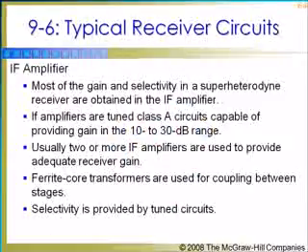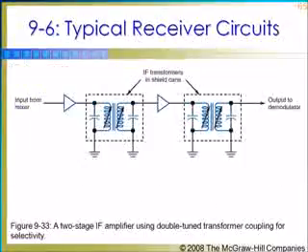Next is the IF amplifier. Most of the gain and selectivity in a superheterodyne receiver are obtained in this kind of amplifier. IF amplifiers are also tuned Class A circuits capable of providing gain in the 10 to 30 decibel range. Usually, two or more IF amplifiers are used to provide adequate receiver gain. Ferrite core transformers are used for coupling between stages, and selectivity here is provided by tuned circuits.